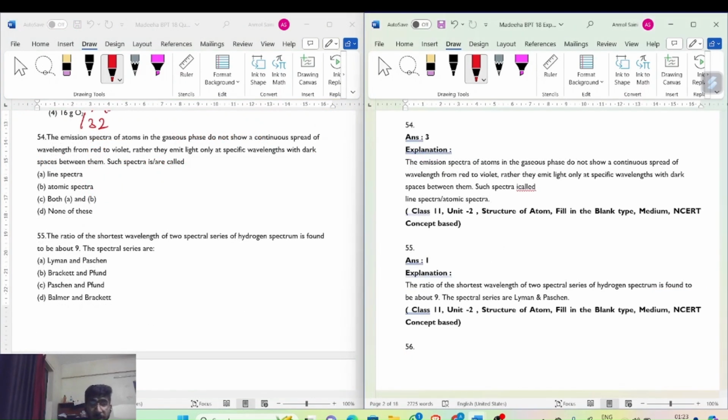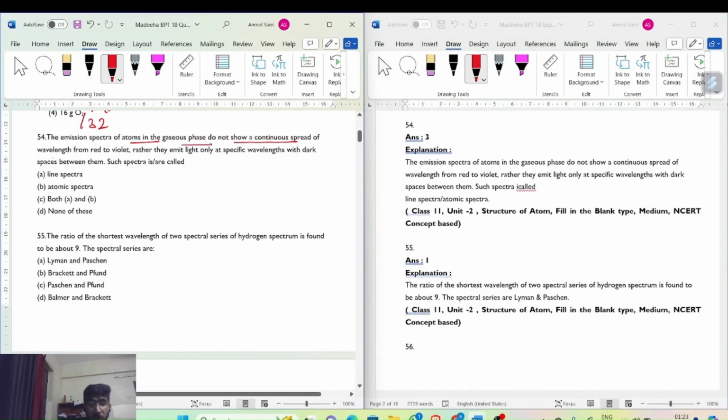The emission spectra of atom in the gaseous phase do not show a continuous spread of wavelength from red to violet. Rather, they might emit only a specific wavelength with dark spaces between them. Such spectra is called. Okay. So here it is saying that for some distinct value there will be bright light, and then there will be dark light, then there will be a bright light of different color, then there will be a dark light. Okay. So what type of spectra is this known as?